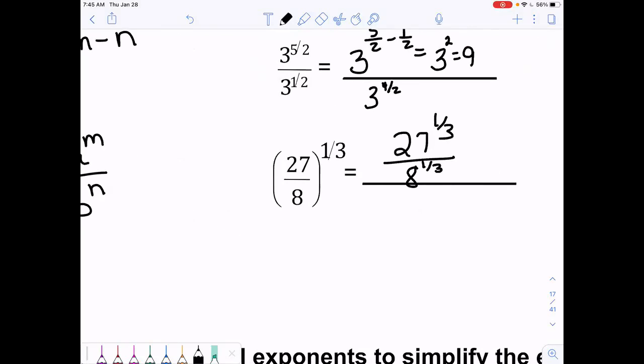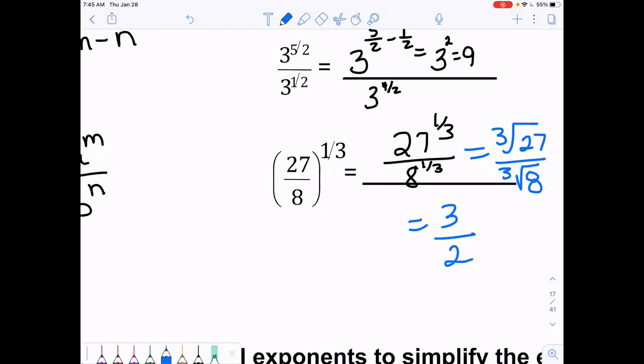Ava R., how would you write the 27 to the 1/3 exponent? Yeah, cube root of 27, cube root of 8. What is the cube root of 27, Ava? And the cube root of 8 is? Excellent. Any questions? So those are a quick review of the properties.